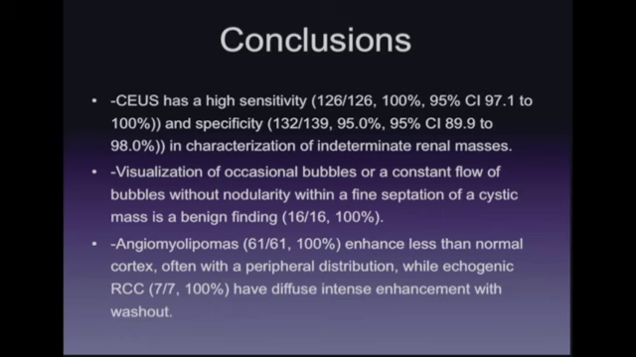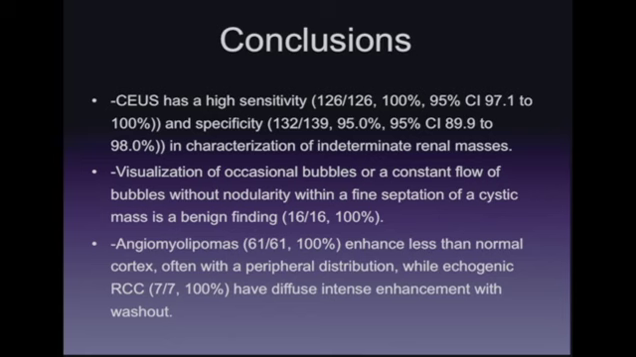So to conclude, ultrasound contrast has a high sensitivity, which is 100%, with confidence levels of 97 to 100% in our study. It had a very high specificity of 95%, with confidence levels of 90 to 98% in our study in characterizing indeterminate renal masses. Visualization of occasional blood bubbles or constant flow of bubbles in a septation without nodularity or within a cystic mass is a benign finding. 16 of those we had, and all 16 were followed for greater than 5 years, and they did not change. So we now believe those are benign findings.